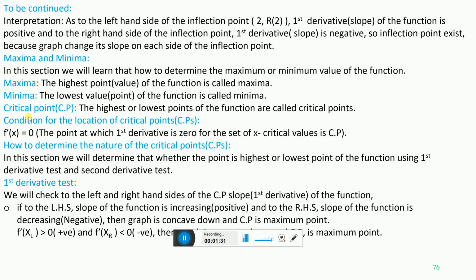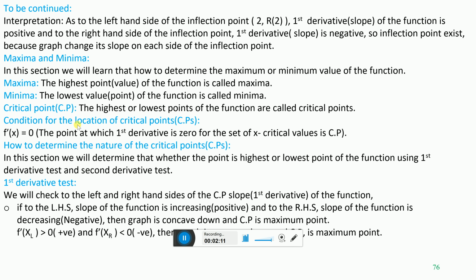What is a critical point? The highest value or lowest value of the function, the highest point or lowest point of the function, is also called a critical point. Now, how can we determine the location of the critical points and the nature of the critical points? In this section we will learn about the condition for the location of critical points.